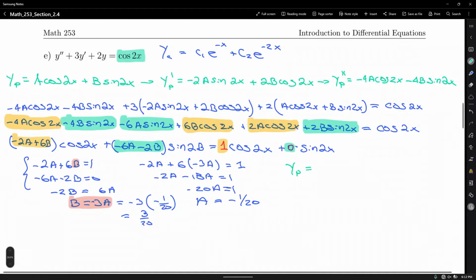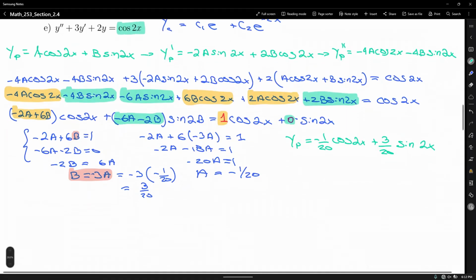Y sub p will be a, which is negative 1 over 20 cosine 2x. Is that supposed to be... no, that's a positive. That's fine. Plus 3 over 20 sine 2x. All right? And now we may go ahead and write the general solution to the differential equation.